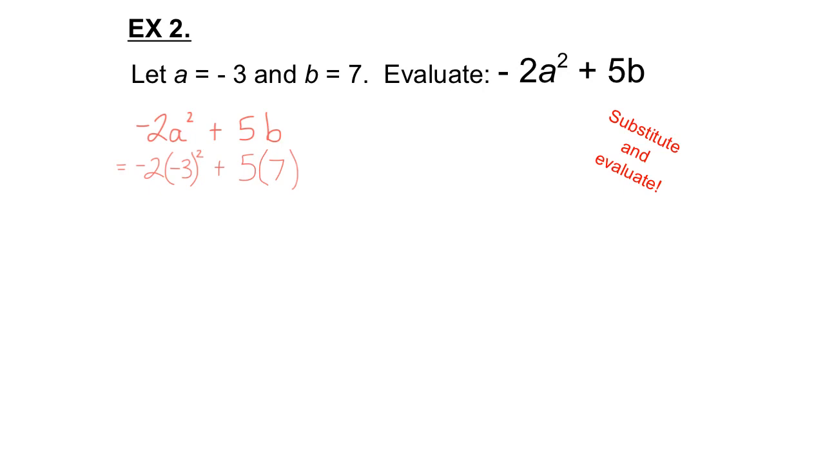And remember to follow the rules for BEDMAS. Now that we've substituted, we can evaluate. Exponent comes before we do multiplication. So the exponent means we multiply the base by itself 2 times. Our base is -3. So if I wrote this in expanded form, it would be -2 times -3 times -3 plus 5 times 7. So now I can do all the multiplication. Now I have 2 terms that I can add together, and I get my final answer.